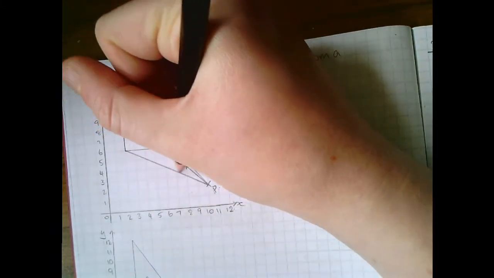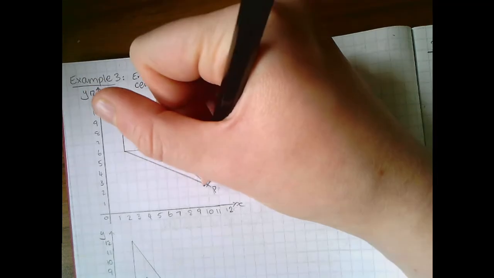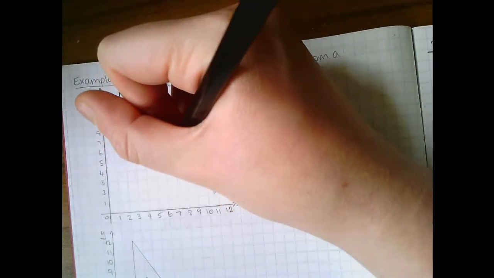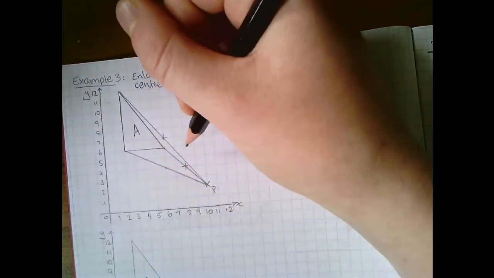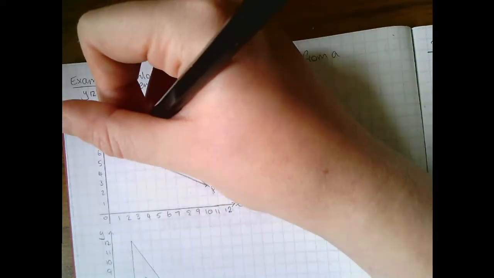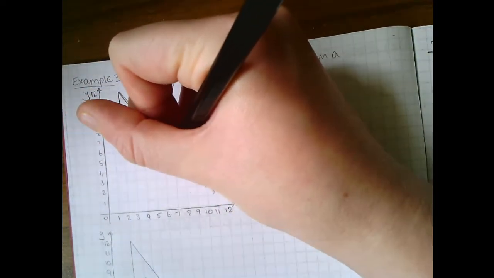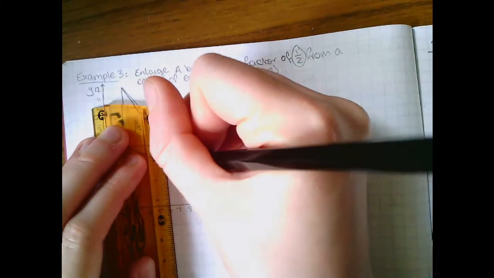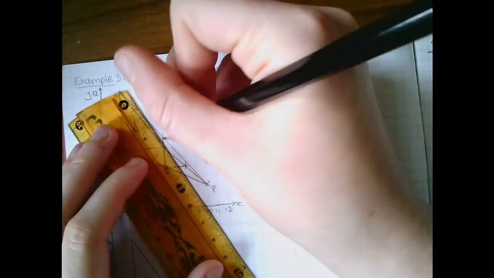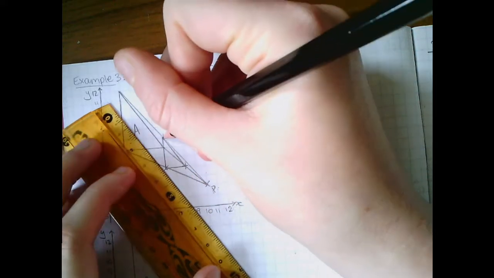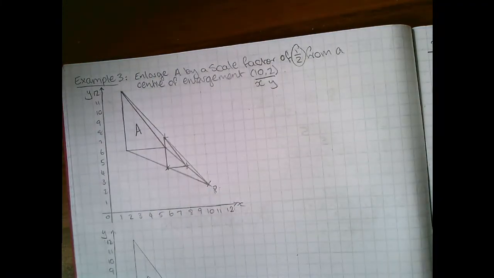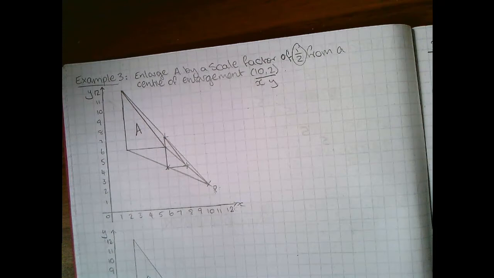This one here, same problem again as this one. We see that the first time we cross over is here, the first time we cross a definite coordinate is there, and the second time is there. So halfway has to be here. Join up those points. And that is your enlarged triangle with a scale factor of a half from the centre of enlargement 10, 2.